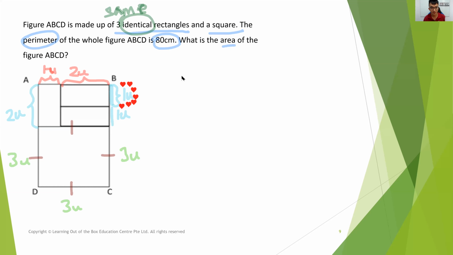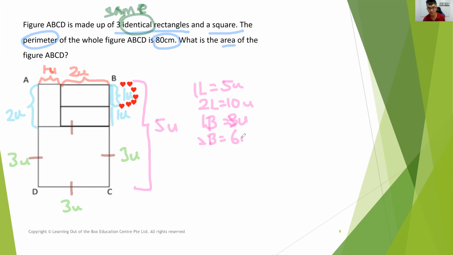Okay, so now, what is the total length? How many units? Don't rush. Do slowly. So the length is 5U. 2 length will be 10U. 1 breadth is 3 units. Sorry, my digital pen is a bit funny. So 2 breadth is actually 6U.